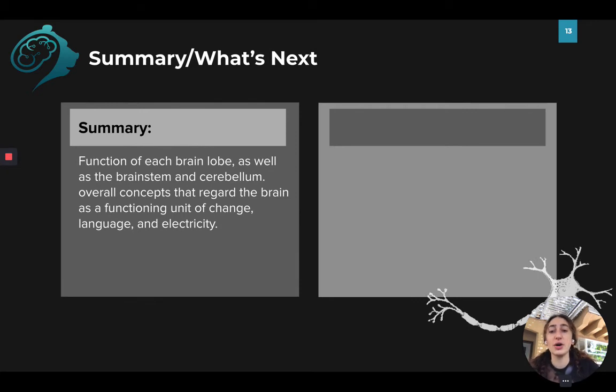All right, so that's all for this lesson. A quick summary of what we covered today is looking at the function of each part of the brain, breaking it down into lobes, into right and left brain, into regions of the three cortexes of the brain, and then understanding these overall concepts, how the brain functions as a whole, and can change over time when we talked about brain plasticity, how it has language centers, Broca's and Wernicke's, and how it has this electrical activity, right? It consumes 20 watts of our body's energy.